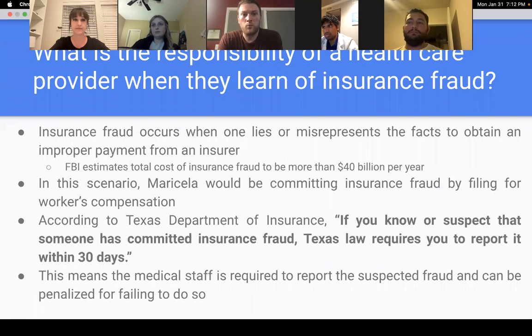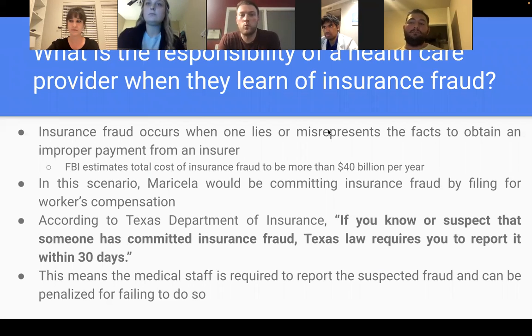So what is the responsibility of a healthcare provider when they learn of insurance fraud? Well, first, let's talk about what insurance fraud is. It occurs when one lies or misrepresents facts, such as one's identity, in order to obtain an improper payment from an insurer. Insurance fraud is a serious problem in our country.